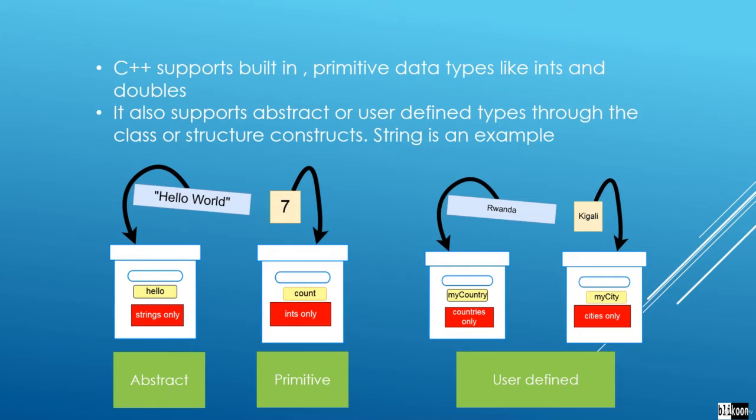C++ can also let you define your own types using constructs like class and structure. We're going to look at the class later in the course, but they are just ways to let you define your own types.